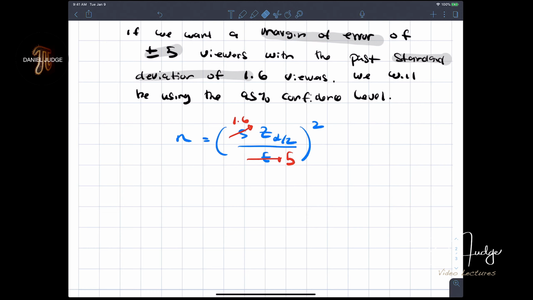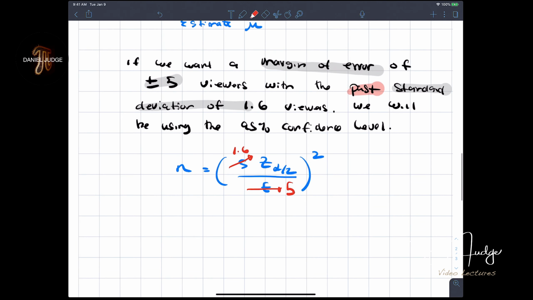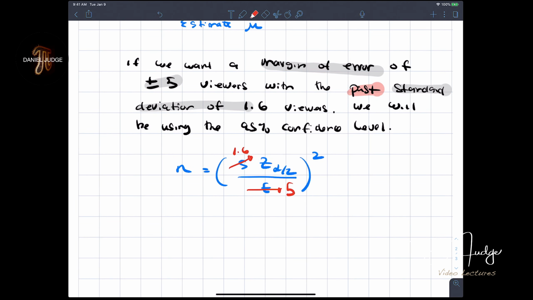Okay. This came from the past. Now think about this. Here's what we have to think of. We haven't done a study yet. We're going to do a study on the mean number of viewers for a YouTube lecture. So we haven't gathered data yet. There's no data to gather. We're just trying to find the sample size needed to start gathering this data. We don't know what it is. So before our study, we're going to try to find, hey, what's the minimum sample size I need before I go out and gather data when I know I want to use the 95% confidence level?